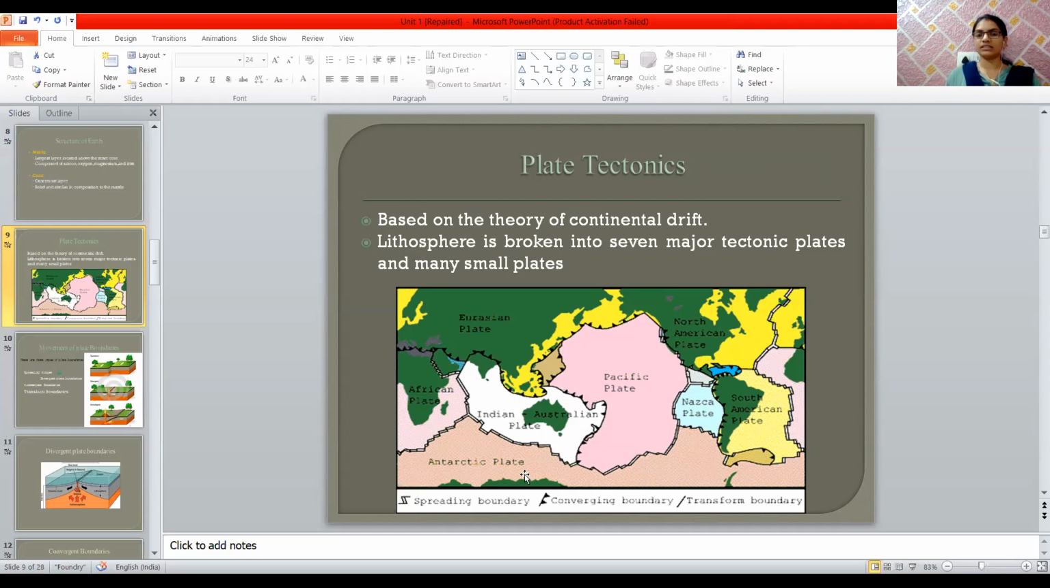The lithosphere is broken into seven major tectonic plates. See the diagram naming Pangea, and the lithosphere is broken into the seven major continental plates. See this diagram.